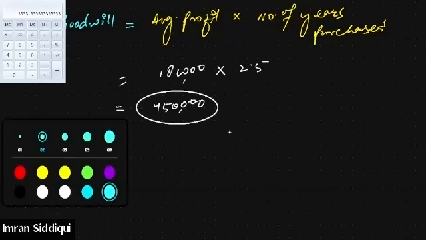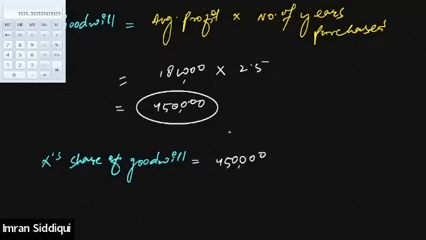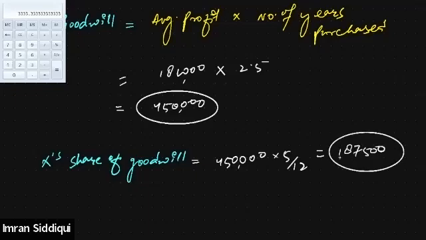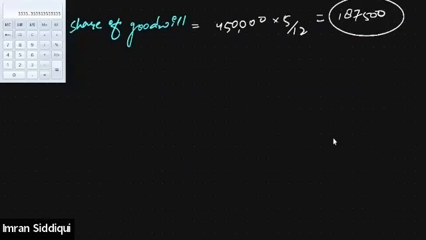Now we need to determine X's share in the goodwill. X's share of goodwill will be determined as 4,50,000 into X's share, that was 5 by 12, and multiplying it, we will get 1,87,500. This is X's share of goodwill. Now, this has to be borne by Y and Z in the gaining ratio, and because the new profit sharing ratio is given in the question, we will have to determine the gaining ratio of the partners.